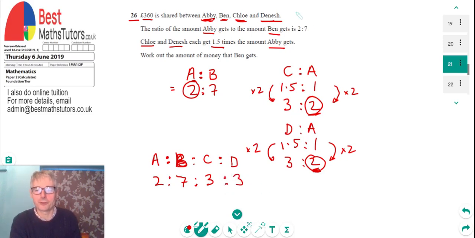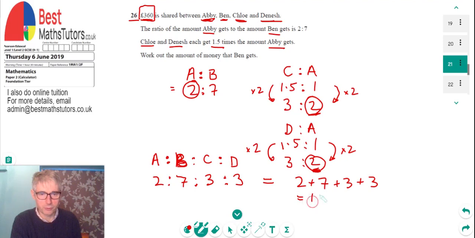So our first step there was to combine all of these into one ratio. And now we've got that, we can attempt to answer the question. So we're sharing the £360 between these people in that ratio. And when we're sharing a ratio, we need to add all these up together. So 2 plus 7 plus 3 plus 3. If we do that, we get 9, 12, 15.